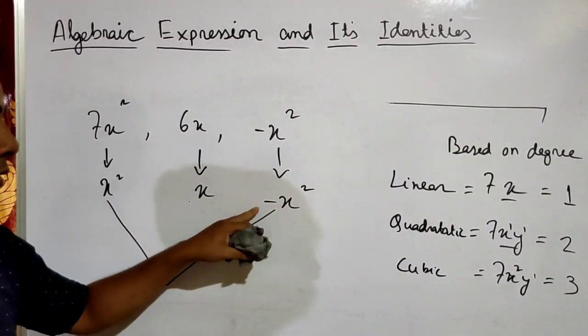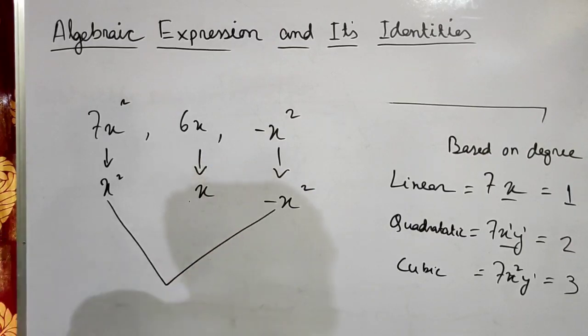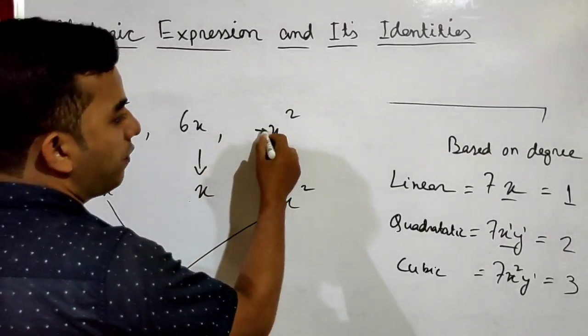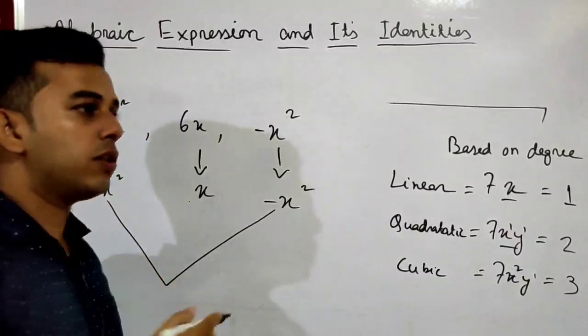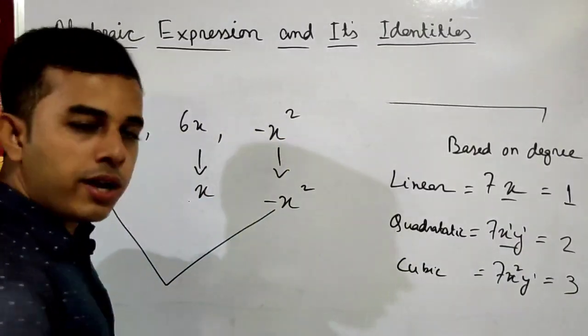Now you will be considering, but this is minus. No need, because every term has coefficient 1. So it will be minus 1 x square, isn't it?